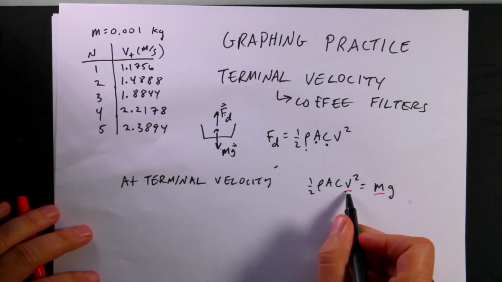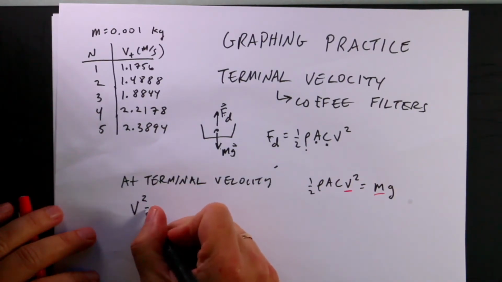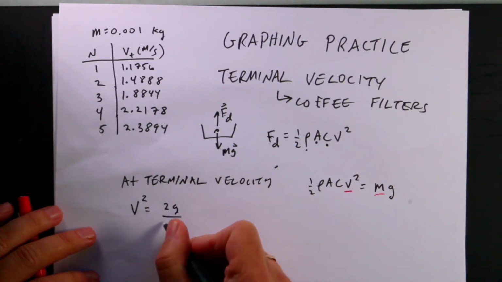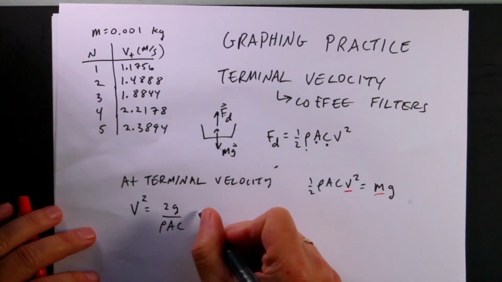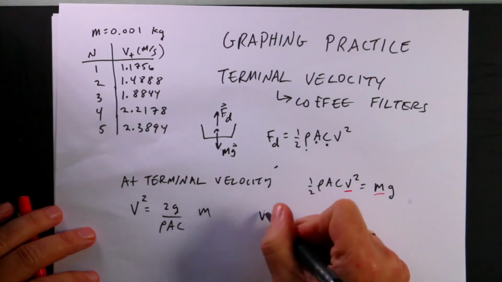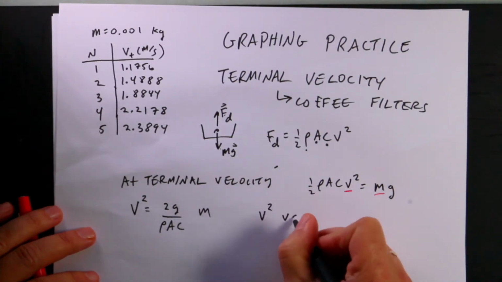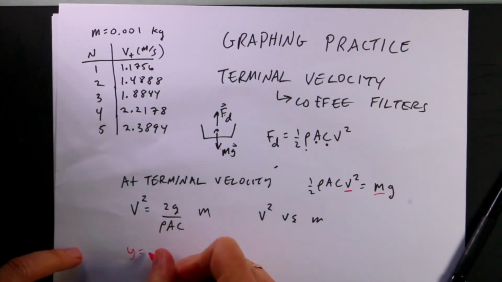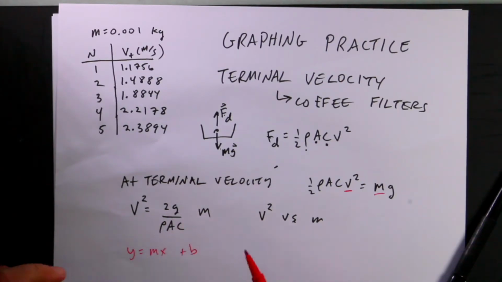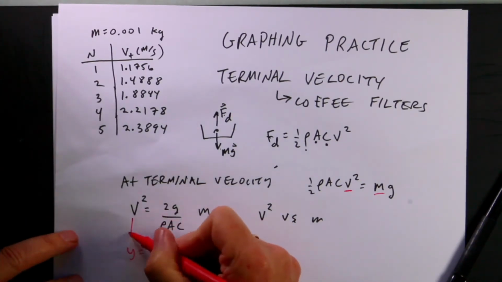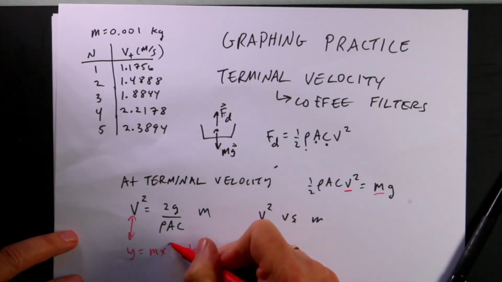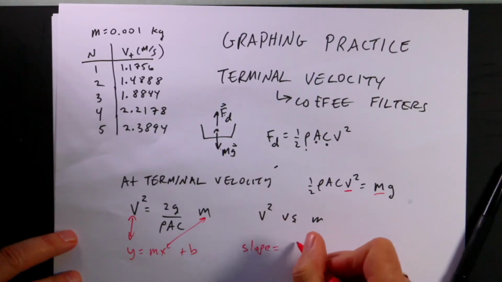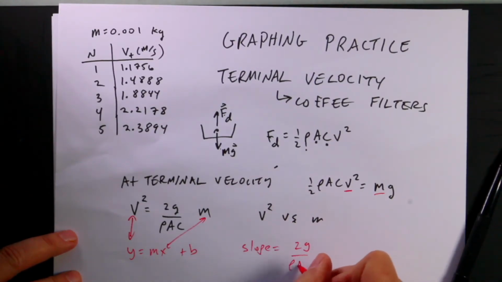So let's plot this. Let me solve this for V squared. V squared equals, and I'm going to keep the M out separately, 2G over rho A C M. So if I plot V squared versus M, that is just like y equals mx plus b. So the vertical axis will be V squared, the horizontal axis will be M, and the slope will be 2G over rho A C.